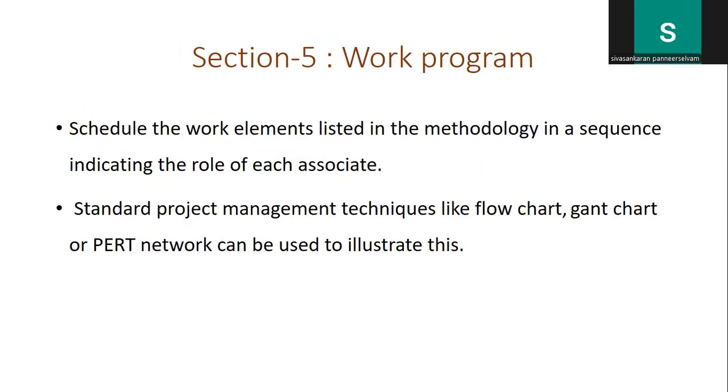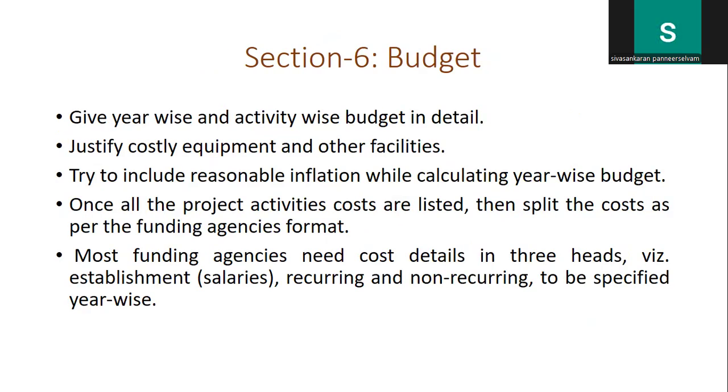The next one is the work program: to schedule various work elements according to the time frame by adopting the Gantt chart, Project Evaluation and Review Technique, etc. Then budget, so give a year-wise budget. For example, if the proposed project is for a 3-year duration, for each year, what amount of money is allocated and what activities are related to the budget, we need to justify, especially with respect to buying costly equipment and other facilities.